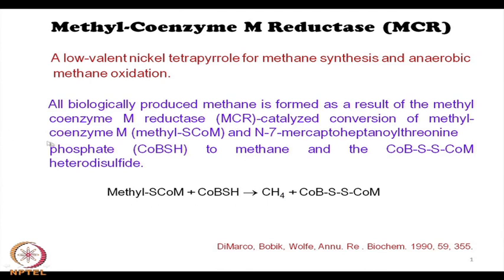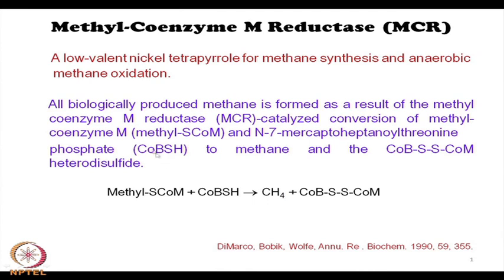So in this case, the methyl coenzyme M is reacting with N7-mercaptoheptanoyl-threonine-phosphate, which is a big name though. We will come to the structure, because at least from the name you should be able to write down the structure of that species. This also has an SH function.